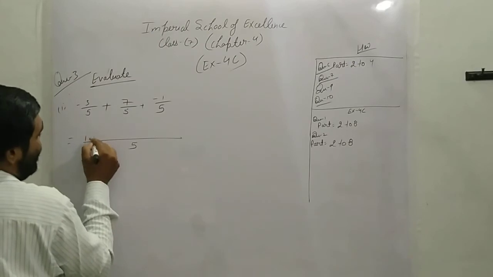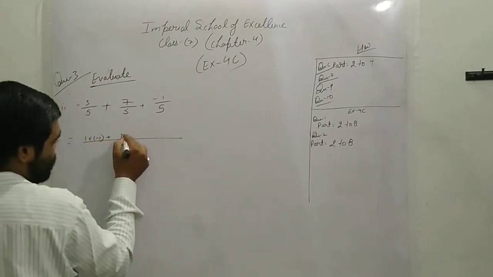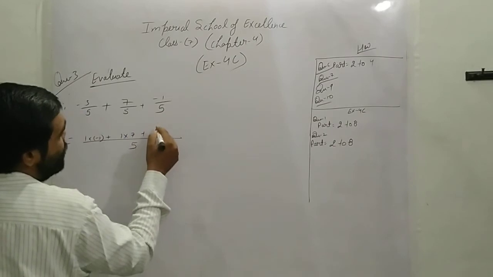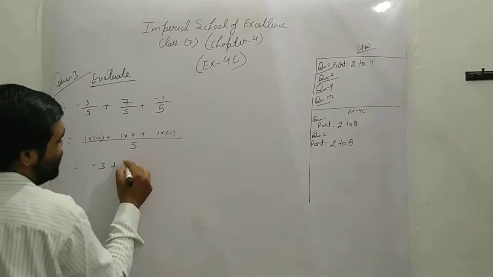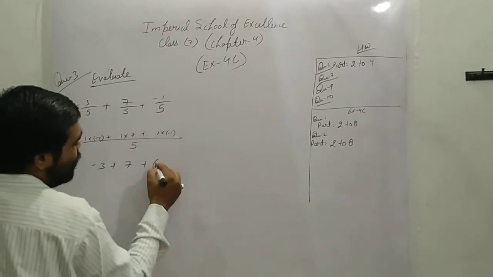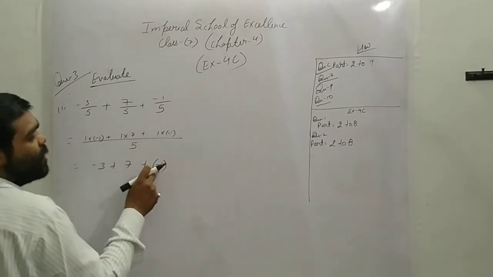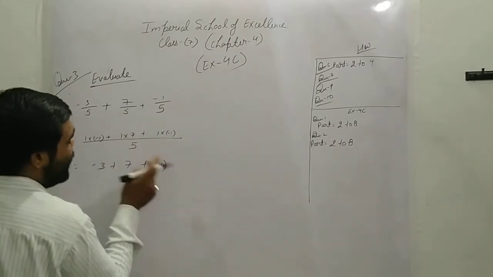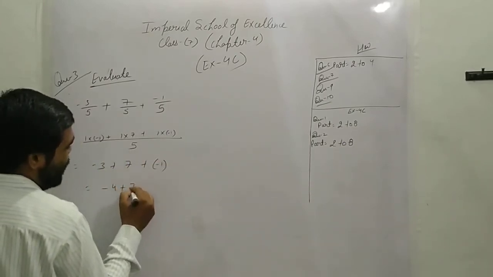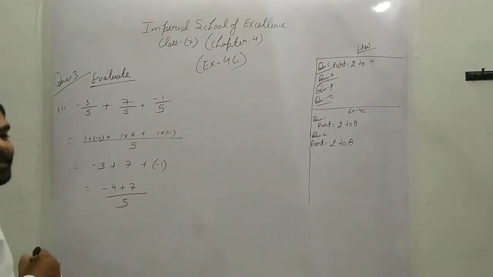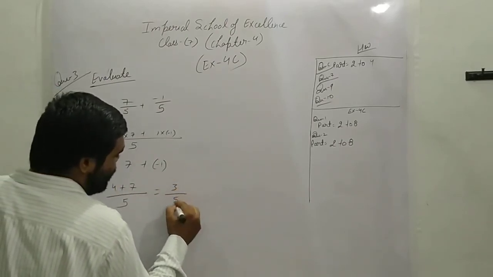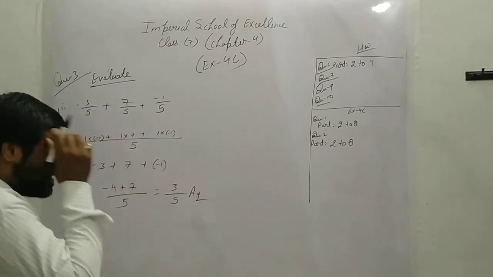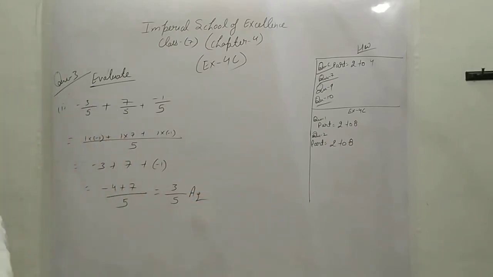5 1s are 5, 1 into minus 3 plus 1 into 7 plus 1 into minus 1. 3 1s are 3, minus 3, plus 7 1s are 7, plus 1 1 is 1, minus 1. Minus 3 and minus 1: minus and minus, plus, 3 and 1 would be 4. Minus 4 plus 7 upon 5. Your answer would be 3 upon 5 in positive because my plus 7 is bigger in comparison to minus 4.